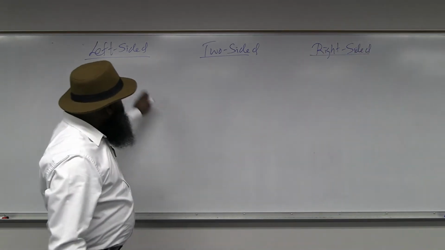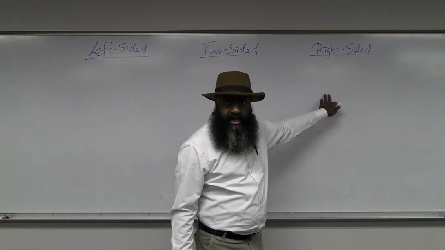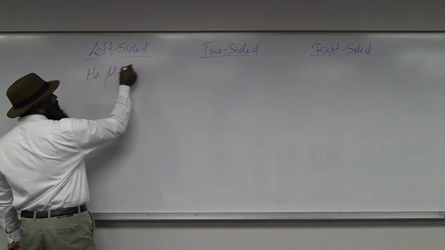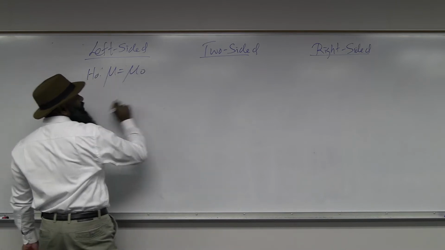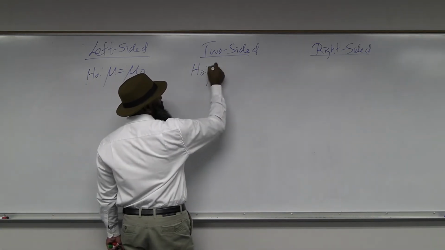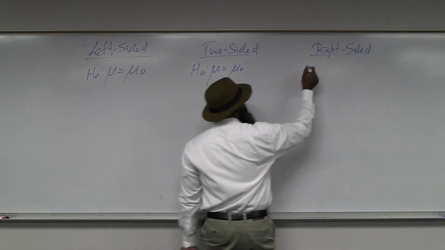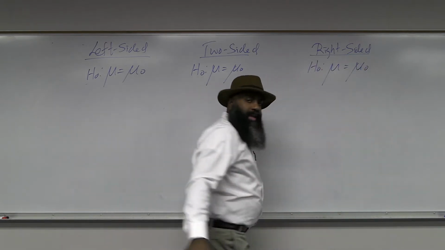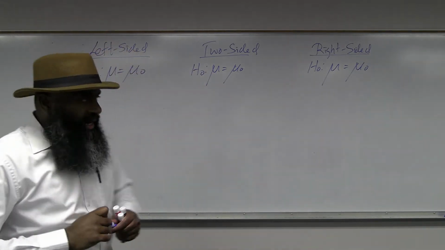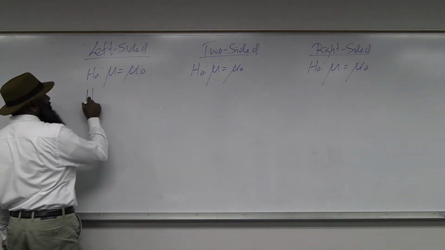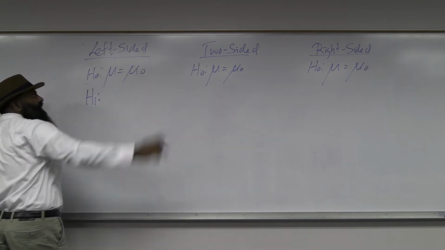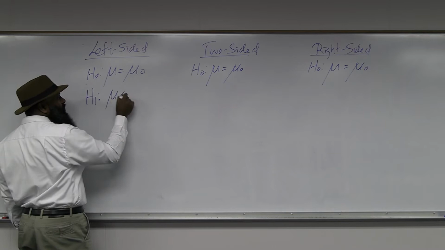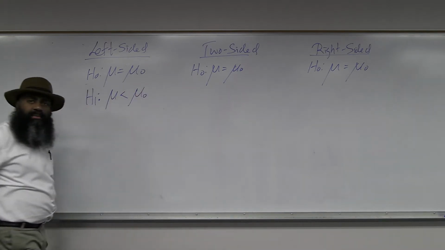We can have left-sided, two-sided, and right-sided tests. And no matter what, your null hypothesis is always of the form mu is equal to mu0. And then I need the alternative hypothesis, and based on the alternative hypothesis, the direction of the test is determined. Okay? So if it's a left-sided test, the alternative should be of the form mu is less than mu0.